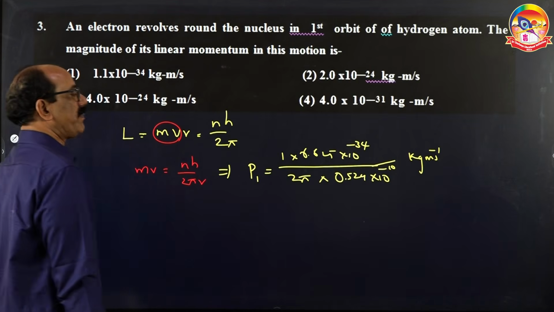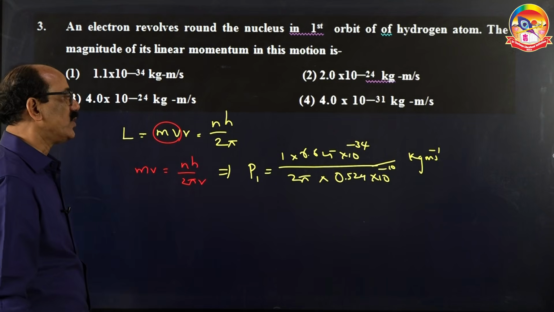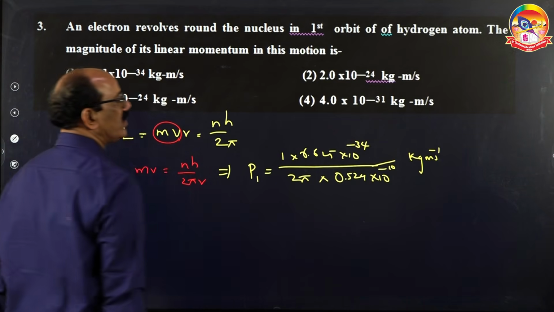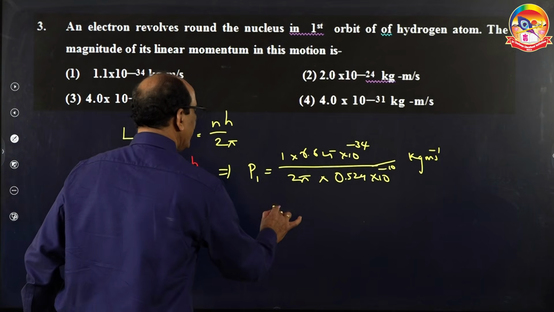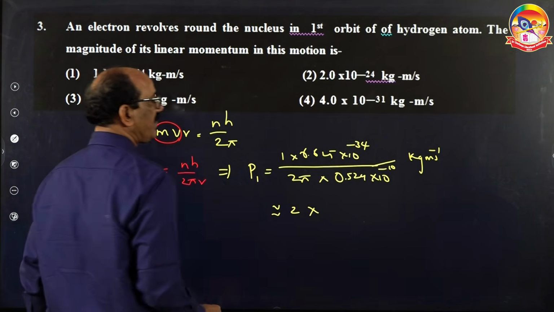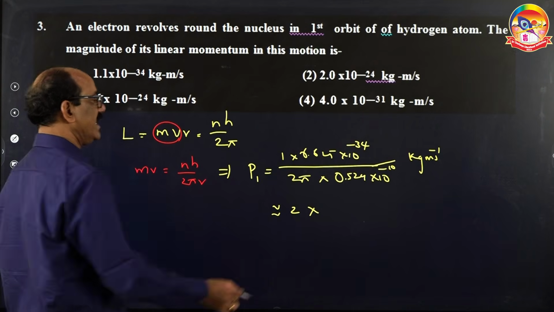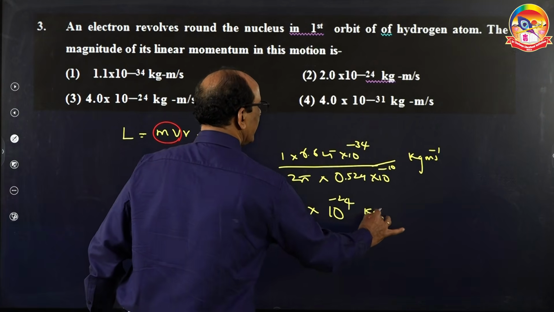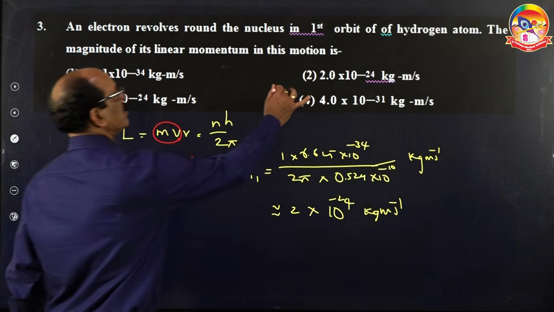So we can arrive at an approximate answer. 3.14 times 2 is 6.28, so it is slightly more than 1. 1 divided by 0.529 is approximately, very closely, 2, not exactly. So it is very closely 2 times 10 power minus 34 divided by 10 power minus 10, which is 10 power minus 24 kg meter per second. So among the given options, this is the possible answer.